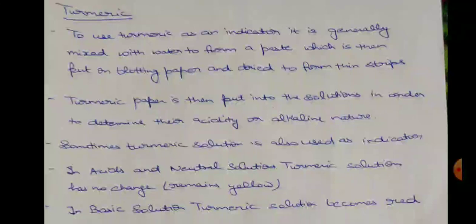How to use turmeric? To use turmeric as an indicator, it is generally mixed with water to form a paste. Then you put it on blotting paper and dry it to form thin strips. This time also, you have to remember the color like we did in litmus. In turmeric, acids and neutral solution both have no change, meaning they remain yellow, and in basic solution, it turns red, or you can say bright red. Clear? Shall we move on to the next one?